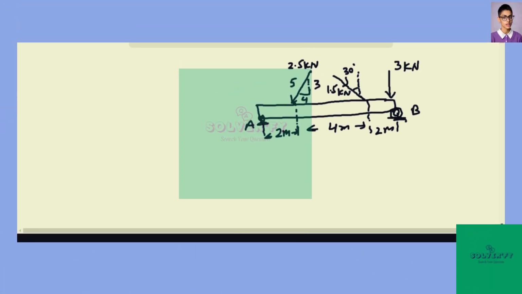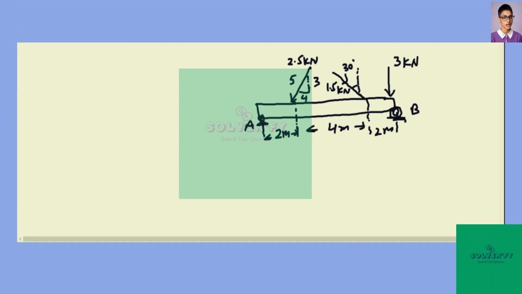Hello everyone, in this problem it is given that three forces are acting on the beam as shown in the figure. We have to replace these forces by a single force. So first, we have to calculate the resultant of forces acting on the beam. Second, we have to calculate the moment of forces about the B point.